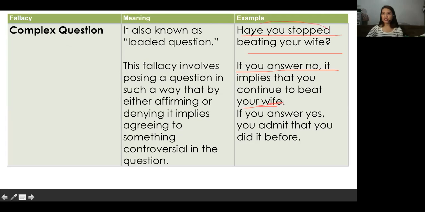No? Tumigil ka na ba? Hindi. O, ibig sabihin, inaano mo siya before. Ginugulpi mo siya. If you answer yes, you admit that you did it before. Oh, grabe, di ba? So that is complex question. Okay, kaya pa? Kaya pa.